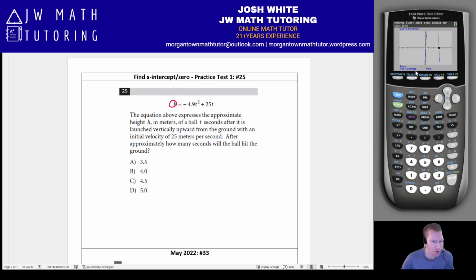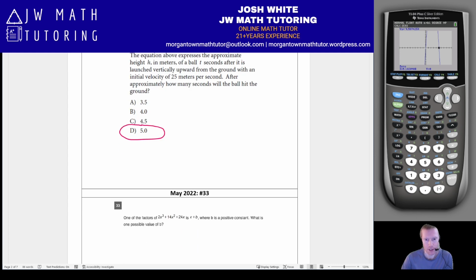5.1020408. Notice that is not an exact value relative to the answers, but it says in the question after approximately how many seconds. So 5.1 is approximately 5 seconds. So the correct answer for this problem is letter D. We did the entire problem on the calculator, just using the zero function once we graphed it.